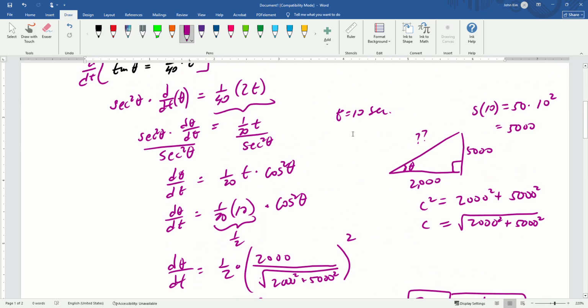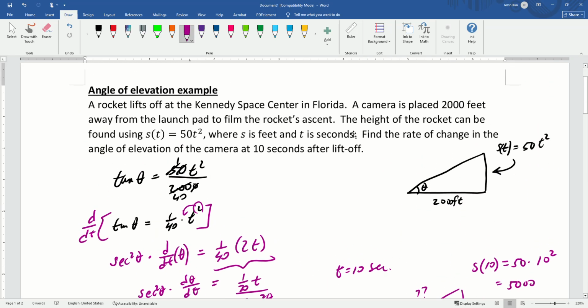Remember, it's the concept, right? The concept is how does the angle change with respect to time? And you have the rocket going up at 50 t squared, and the distance from the camera, which is right here, to the rocket is 2,000 feet away. Good luck.